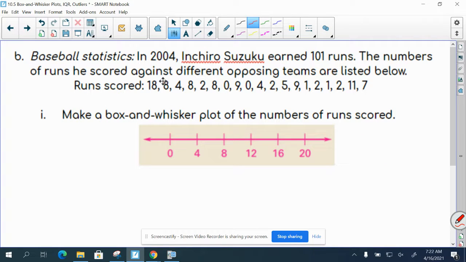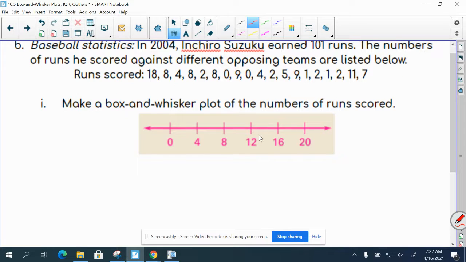So baseball. In 2004, this Suzuki person earned 101 runs. The numbers of runs he scored against different opposing teams are listed below. We're going to make a Box-and-Whisker plot of the numbers of runs scored. First of all, I'm going to list the data in order. So I'm going to do the zeros. We've got 2 zeros, and then I have 2 ones.